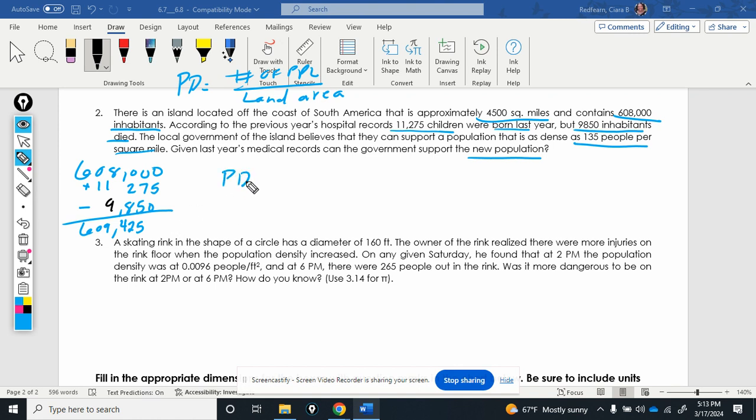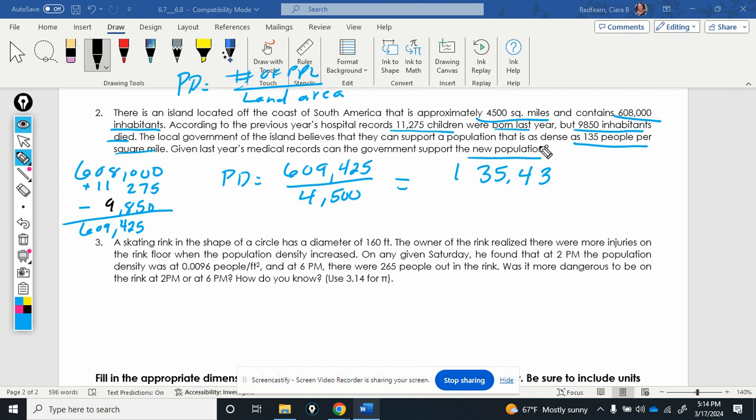So the population density equals 609,425 over the land area, which is 4,500. Okay, and when we divide that, our population density equals 135.43.